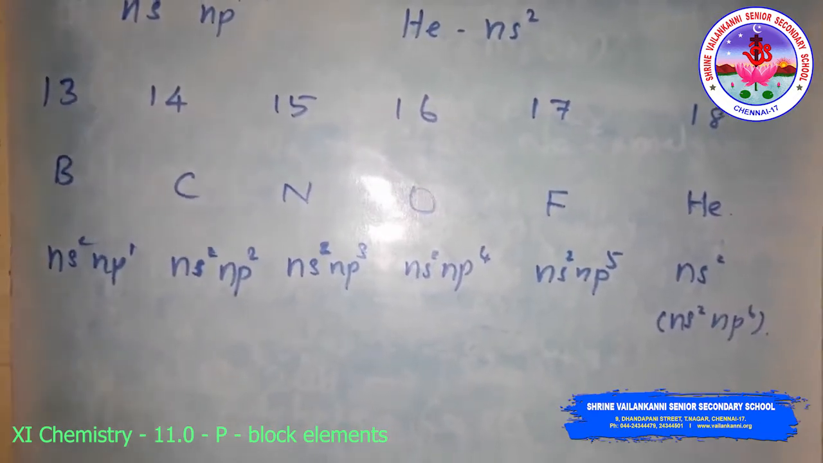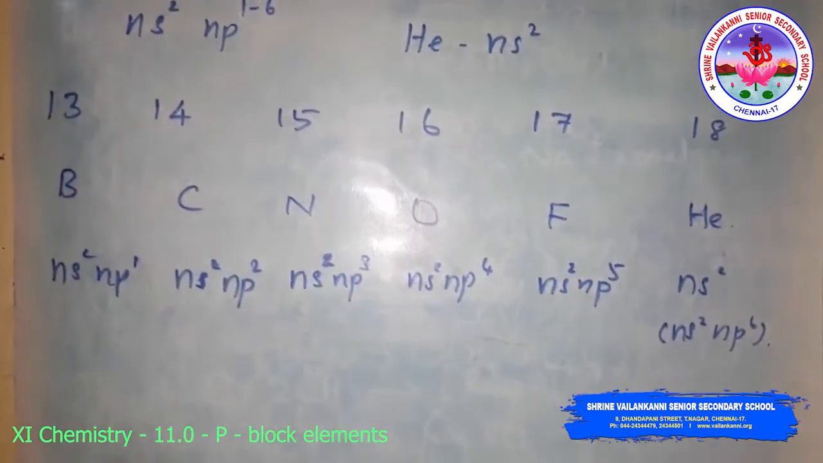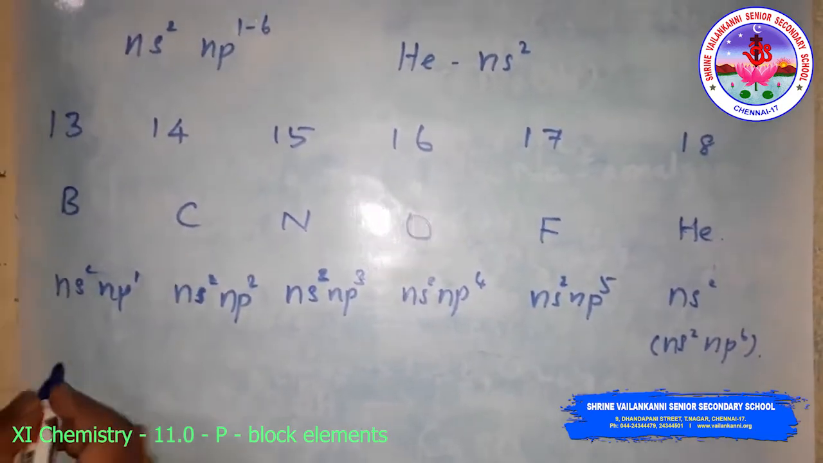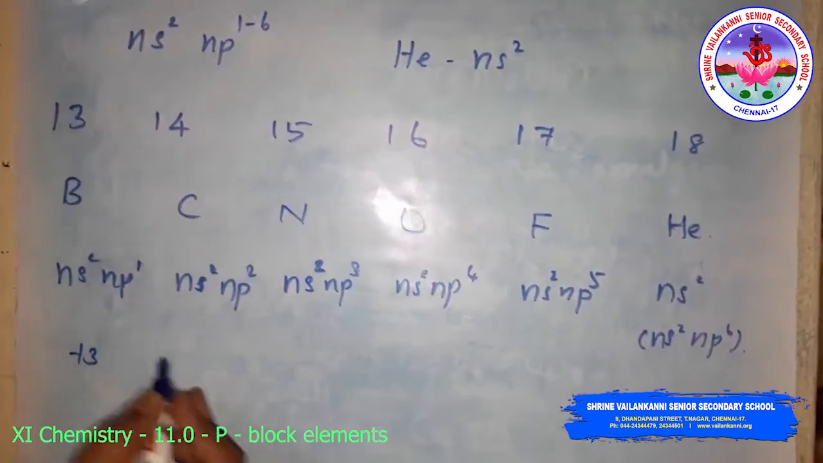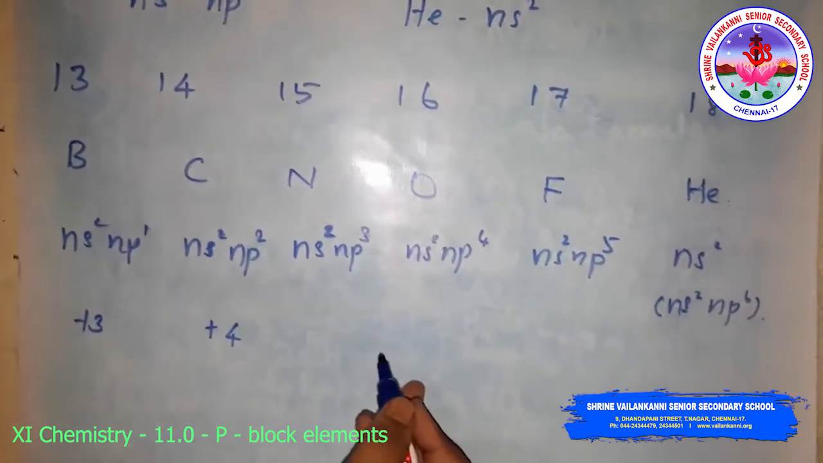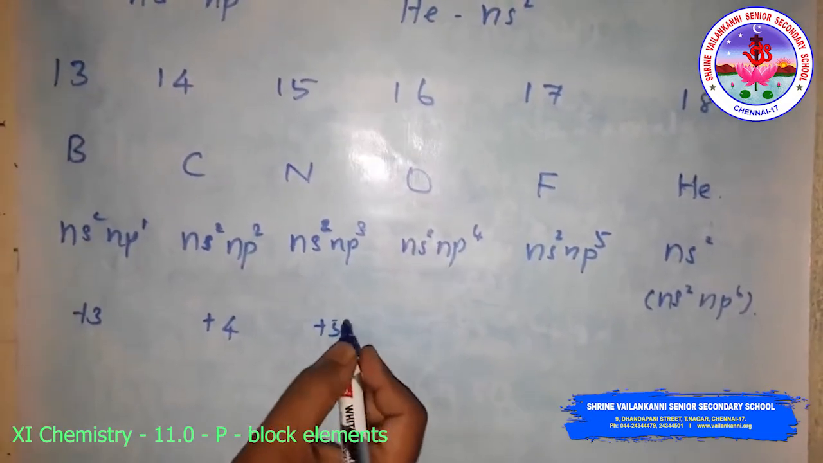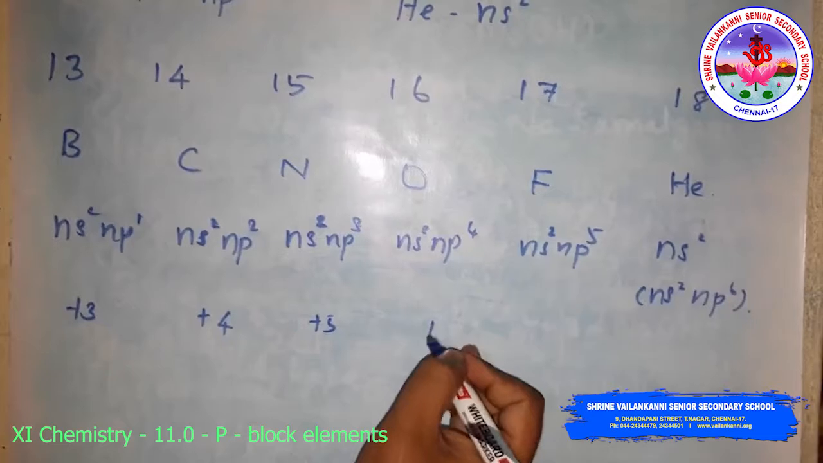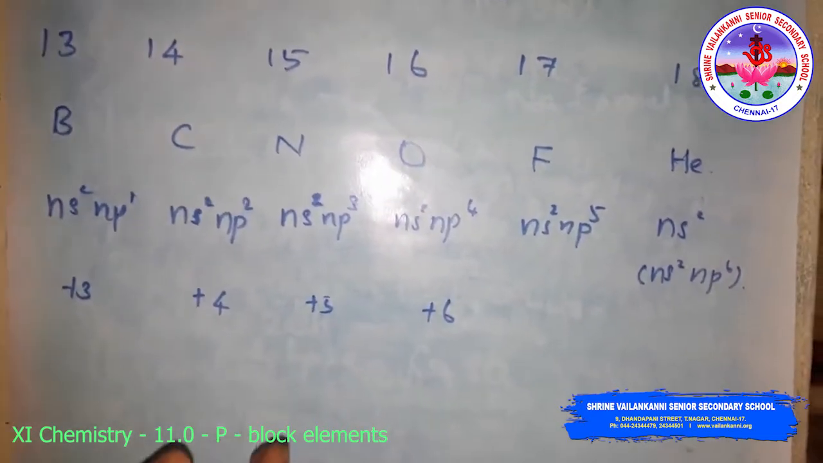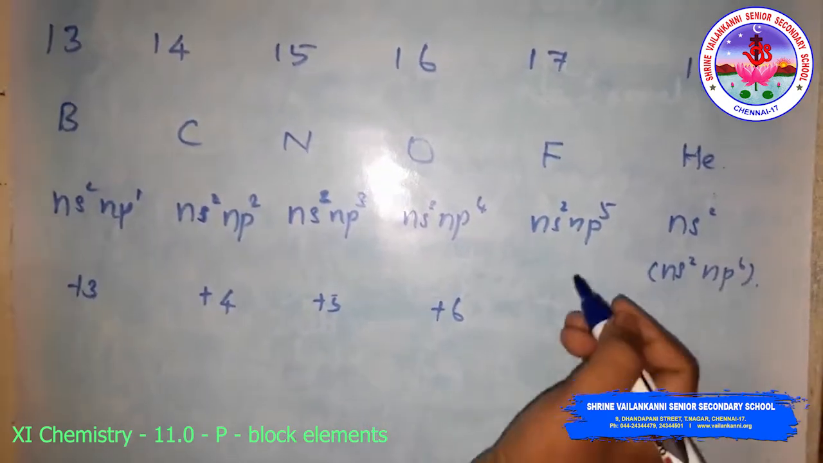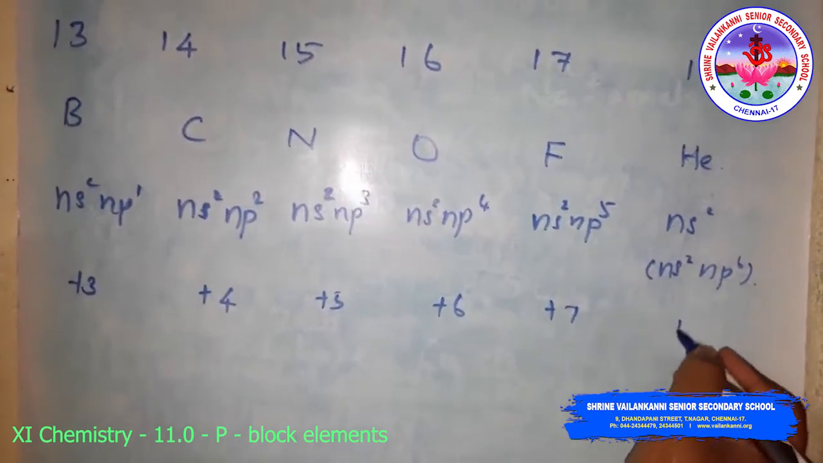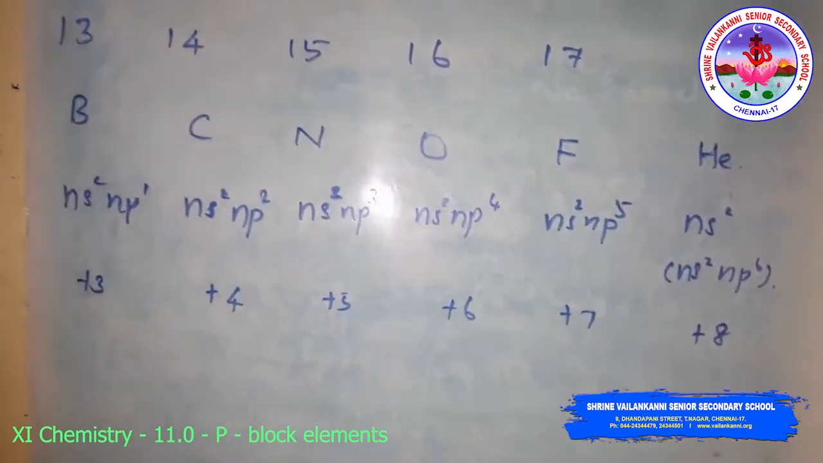I am telling the first member of each group. The group oxidation state of boron is +3, carbon +4, nitrogen +5, oxygen +6, fluorine +7, and the noble gases +8.